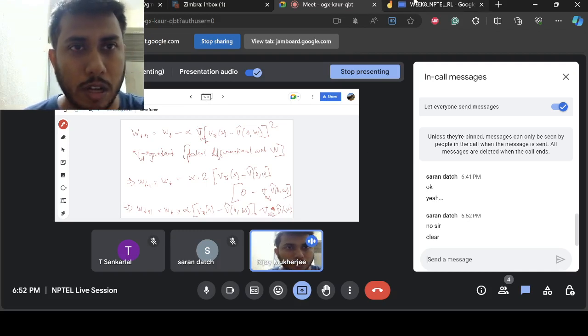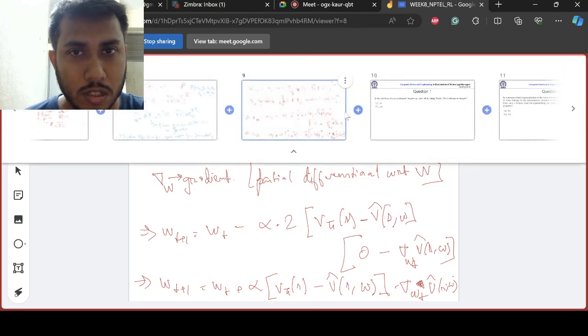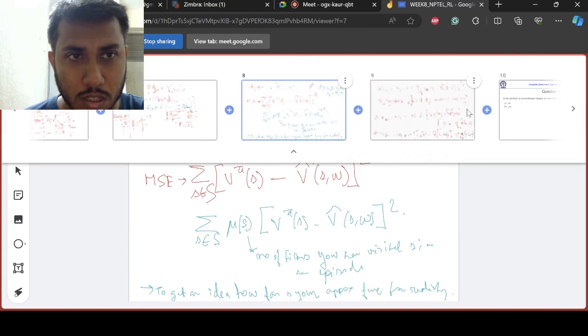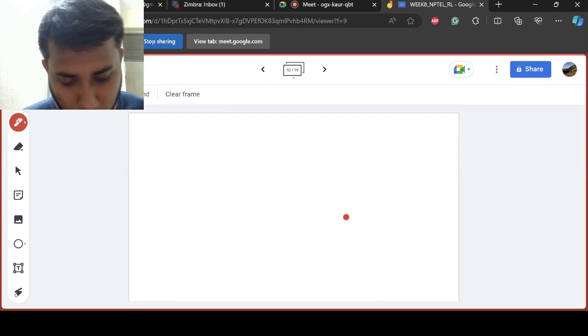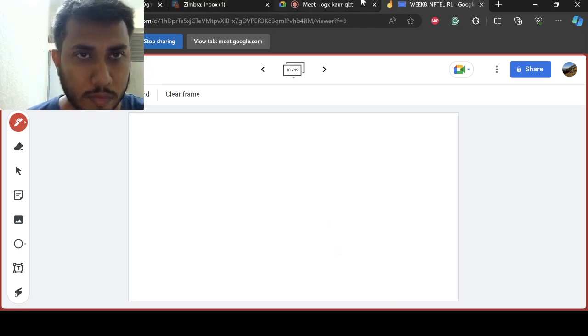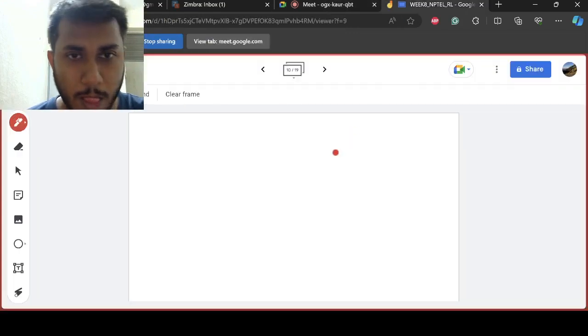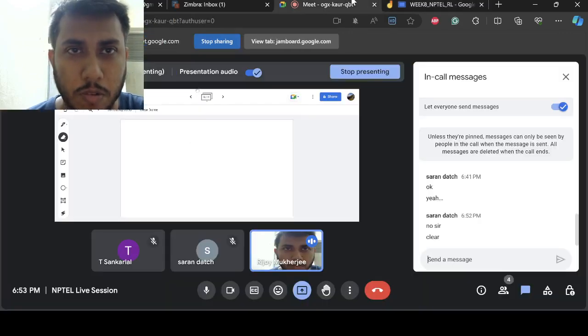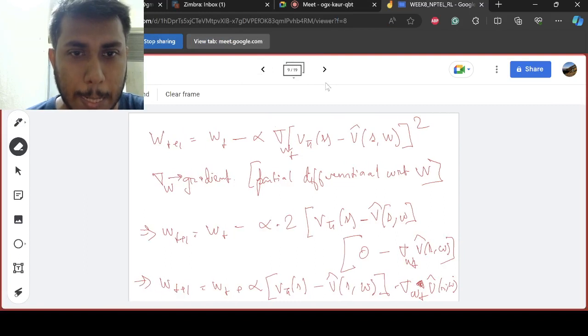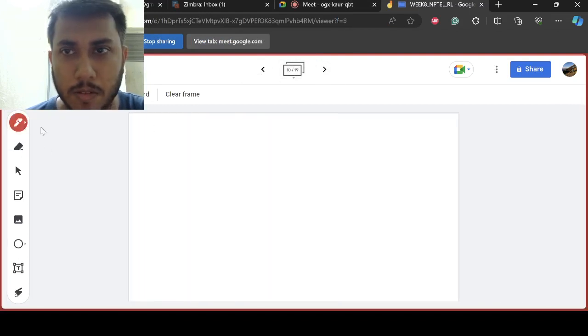Okay, now let's look at something called linear approximation. But before going to linear approximation, let's stick with this one more time. So let me write this down again.